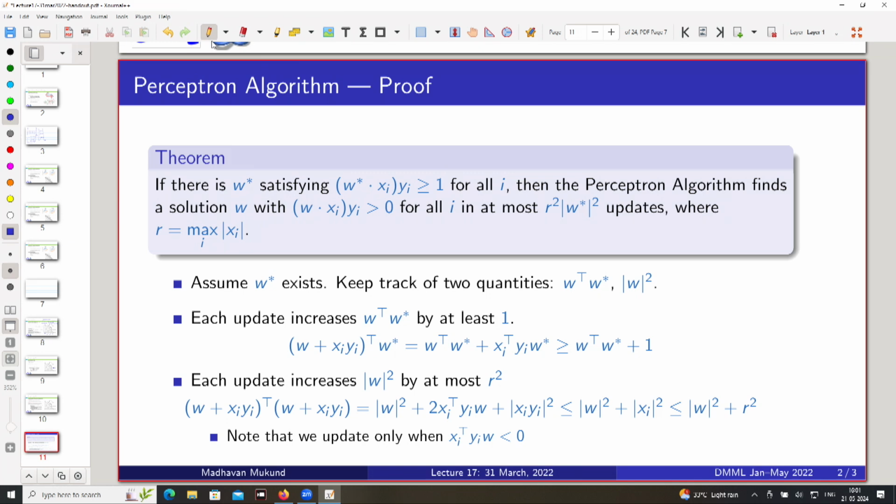Suppose I give you one W which satisfies this thing. The W dot Xi is positive for all positive samples and W dot Xi is negative for all negative samples. Then how do you get a W star from this W?